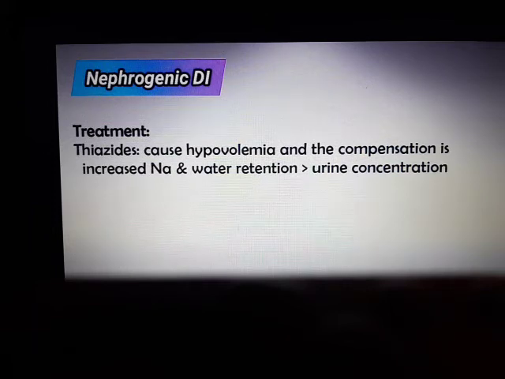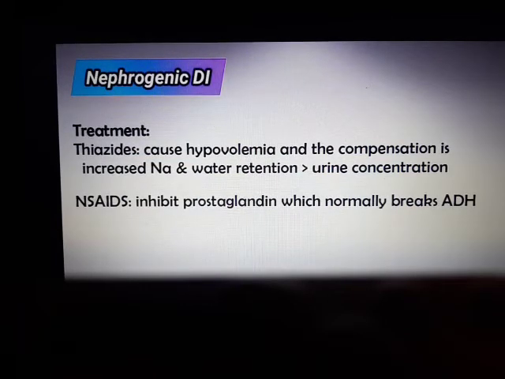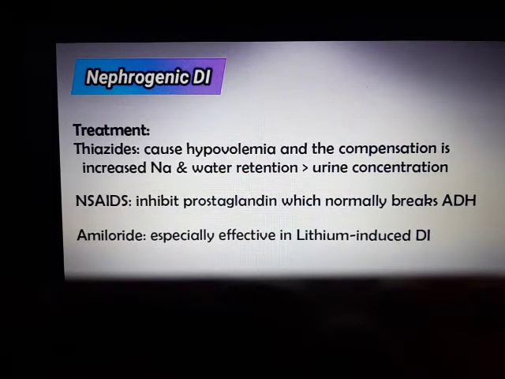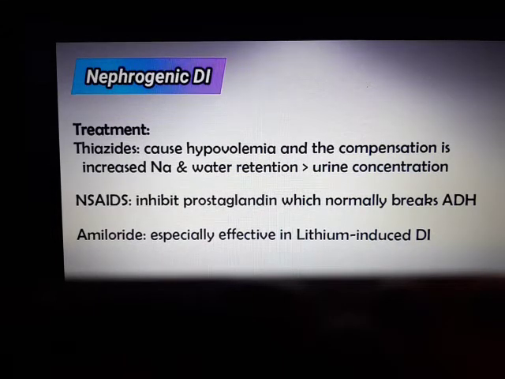Thiazides are used because even though they are diuretics, they cause concentrated urine. NSAIDs are used because they block prostaglandin, which normally breaks down ADH. So NSAIDs salvage whatever ADH we have left. Amiloride is especially effective in lithium-induced diabetes insipidus. And it doesn't hurt to give hydration and salt restriction.